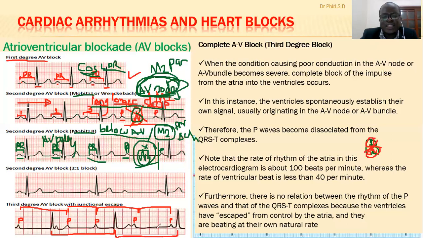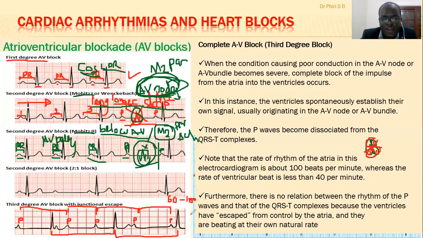But what you realize is that there is no coordination between the P waves and the QRS complex, meaning that the atria are contracting on their own and the ventricles are also contracting on their own. So the atria are contracting due to the firing of the SA node, the pacemaker. So you find that the P wave has the normal range, that is between 60 to 100 P waves per minute. But when you check the frequency of QRS complex or R to R, you have fewer QRS complexes.